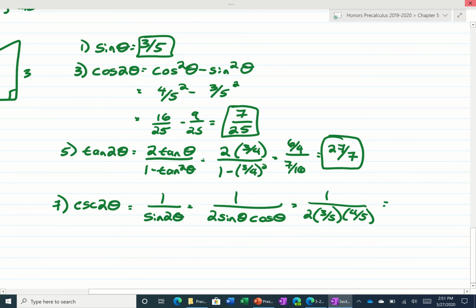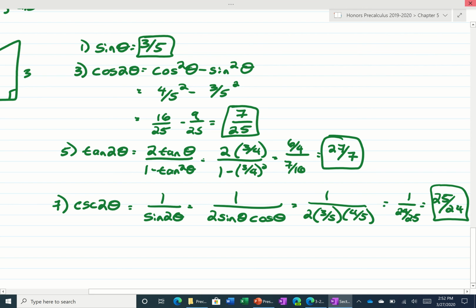So I'm going to type in the bottom and then find the reciprocal. 2 parentheses 3/5 times 4/5. And I get 24 over 25, which is 25 over 24. That should be the answer.